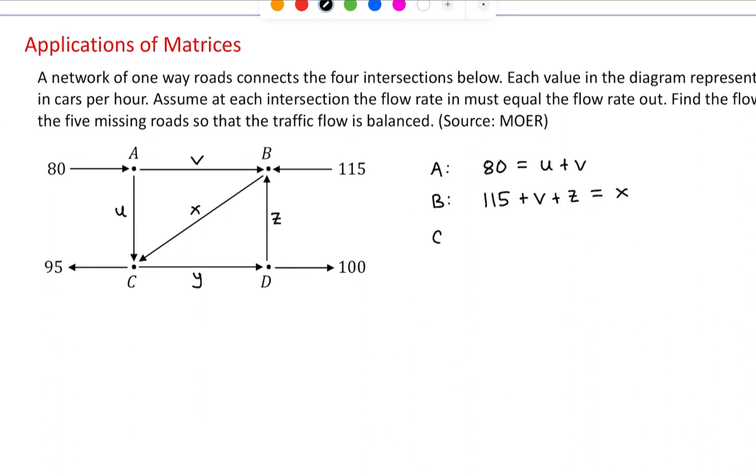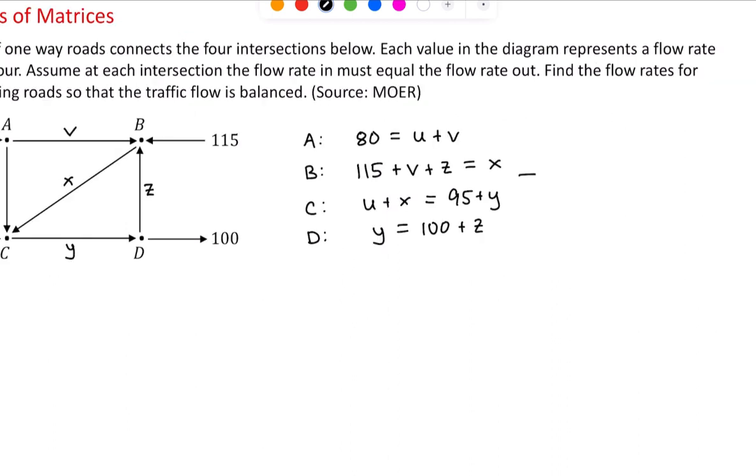Let's look at intersection C. The flow rates in are U and X, so U plus X, and the flow rates out are 95, which is known, and Y. And then finally, let's look at intersection D. The flow rate in is Y, and the flow rates out are 100 and Z. All right, so this creates a system of equations. Notice we have only 4 equations, but there are 5 unknowns. This would suggest a non-square coefficient matrix.